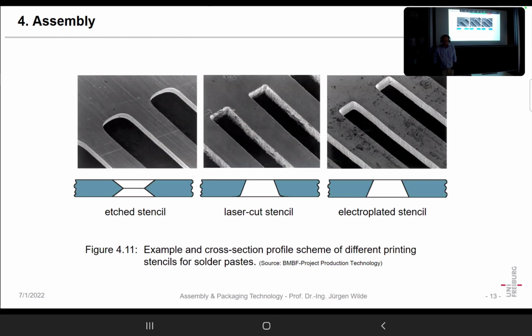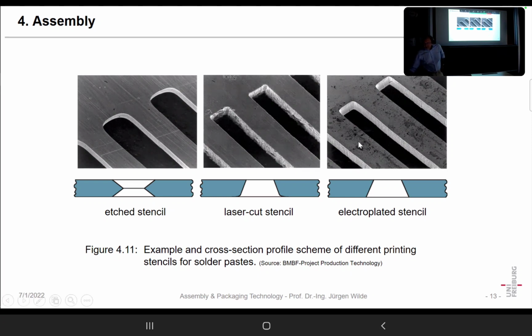Now let's have a look at the stencils. That is also from that project, from the initial, but it still shows us how we can get a stencil. So one thing is we can take that metal sheet, put on a photoresist, expose and develop and etch it. And then we get the openings just etched into that 100 micrometer foil of stainless steel.